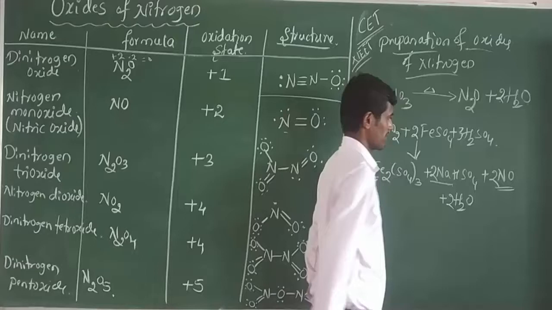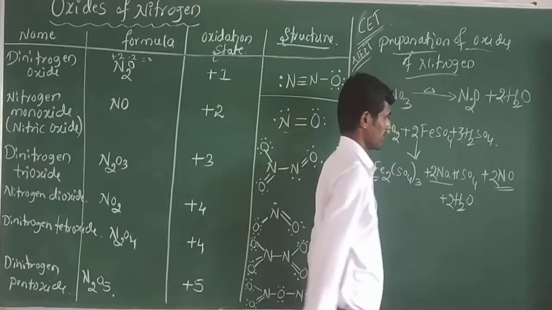Therefore, make this 2. Here also 2. Therefore, 2 into 3, 6 oxygen atoms. Here 2 and here 4. What about nitrogen atoms? 2 into 2, 4. This one 2 and this one 2. Okay, now it is balanced. When nitric oxide is treated with dinitrogen tetroxide, we get the product dinitrogen trioxide.